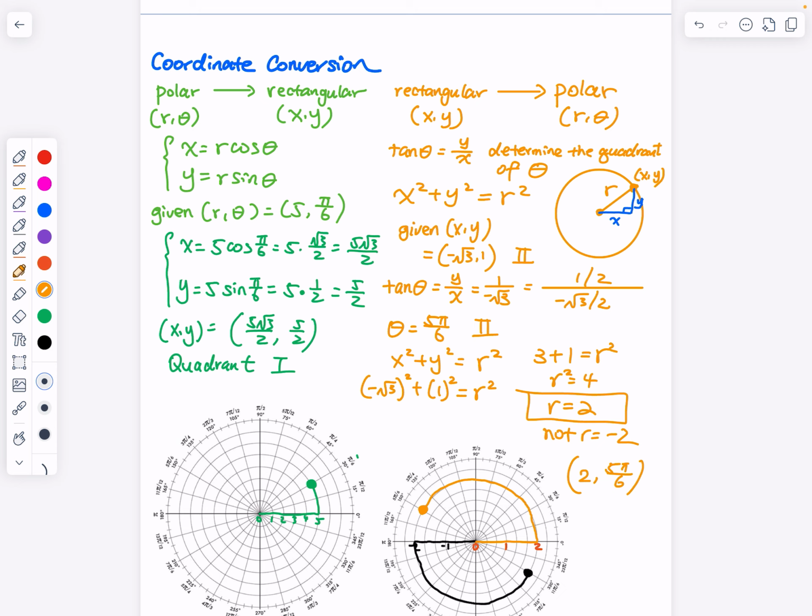In the next video, we will learn how the point works, and then let's do some polar equations and rectangular equations. I will see you there.